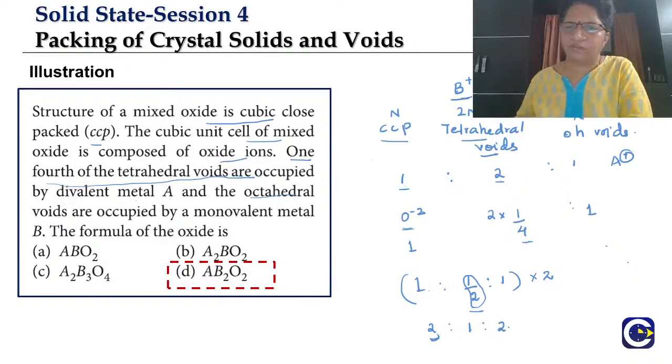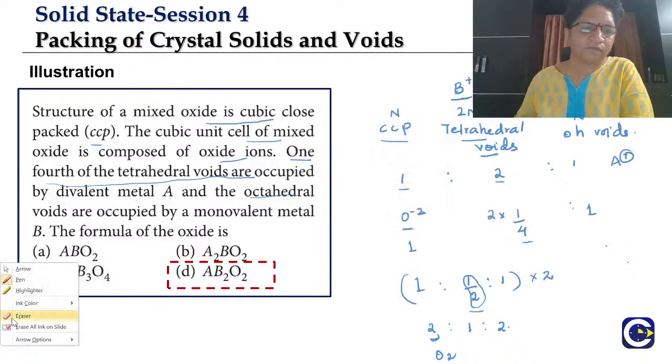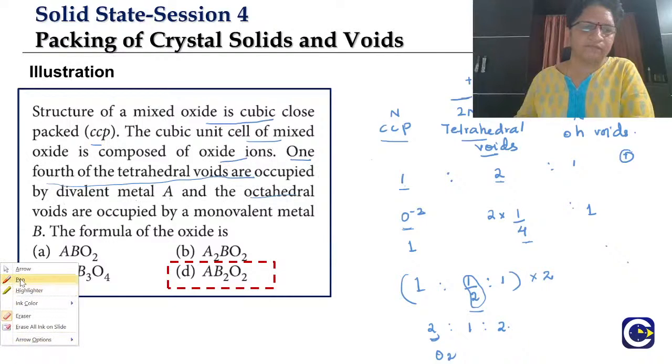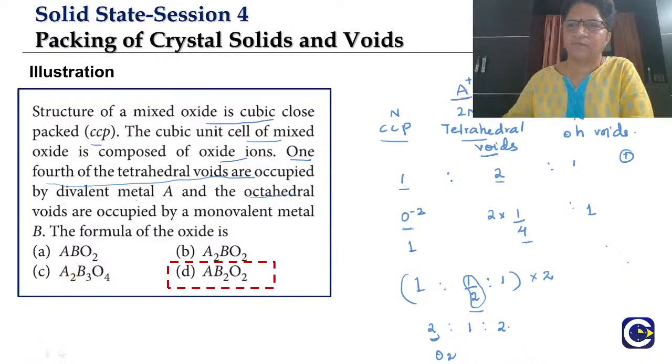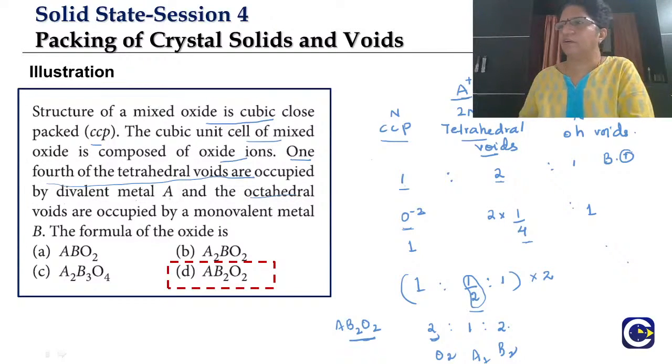What is 2? Oxygen is 2, O is 2. Metal A is divalent, metal B is monovalent. A is +2, B is +. So this will become A is 1, B is 2. Let's rearrange in the form of AB. So it will become A B2 O2. Did you understand?